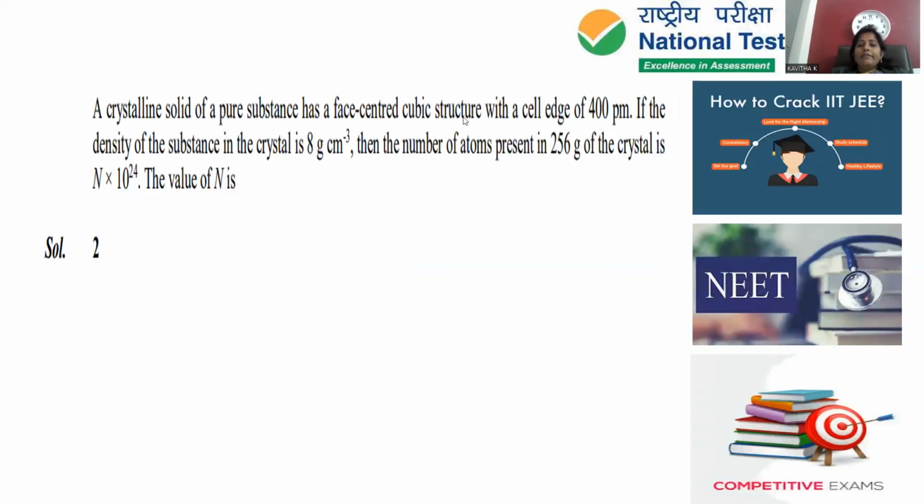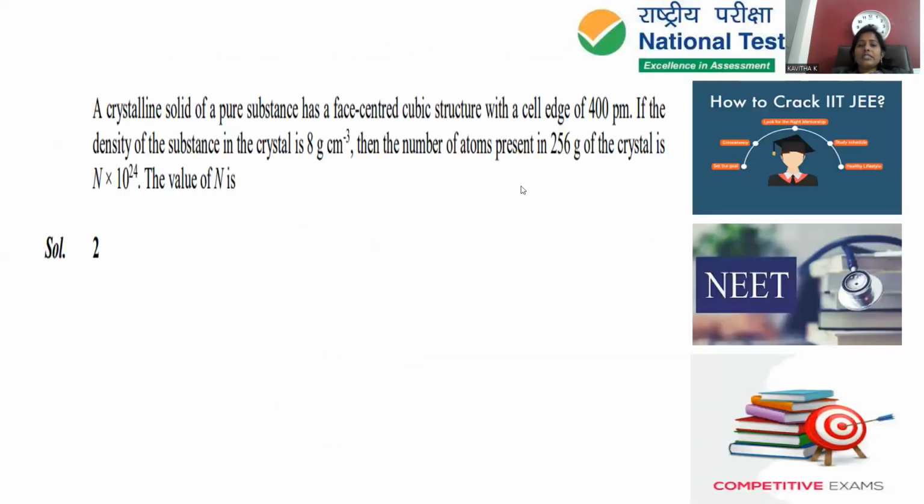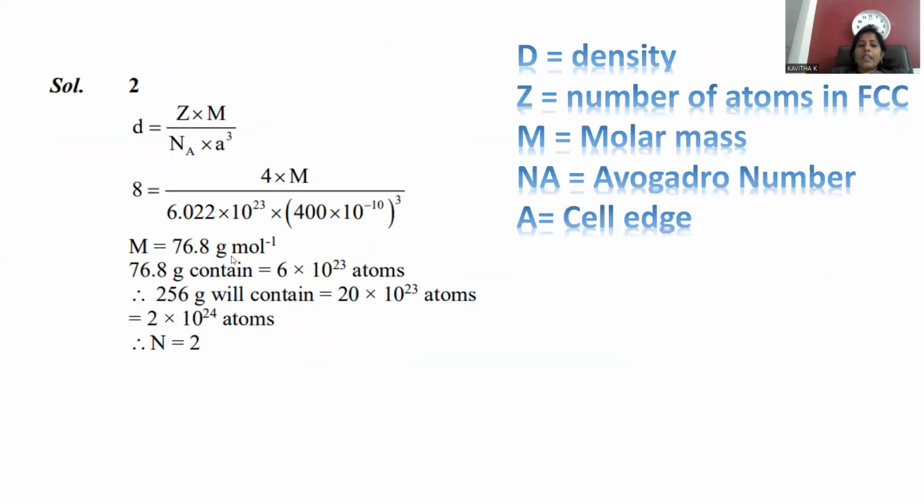Here we have 256 grams of crystal in the given compound. If 76.8 grams contains 6 into 10 to the power 23 atoms, which is the standard one, and 256 grams is provided, then what is the number of atoms? This is the way you can go for cross multiplication: 256 into 6 into 10 to the power 23 by 76.8. That is calculated as 20 into 10 to the power 23 atoms.